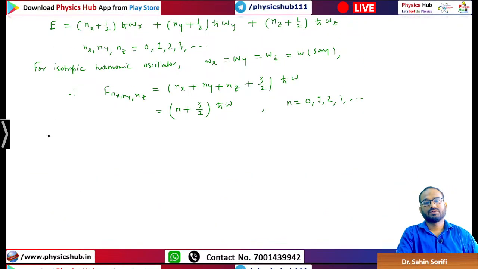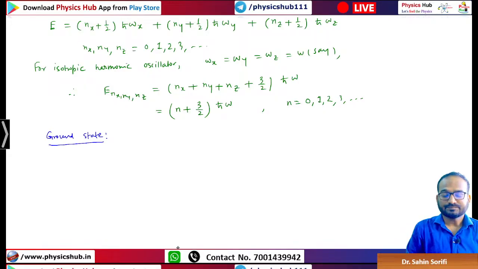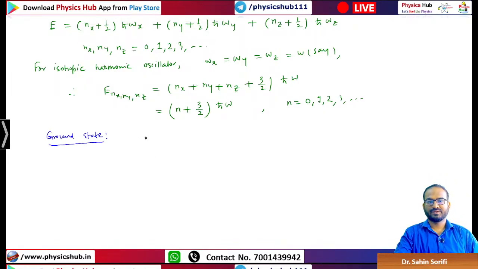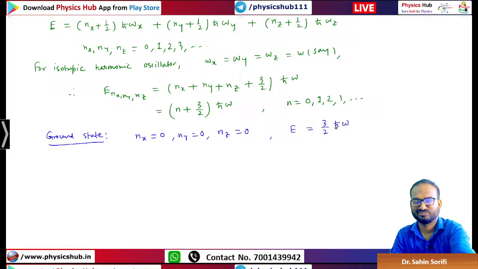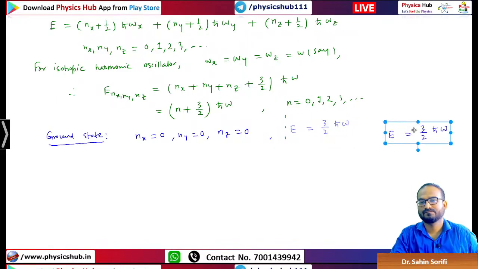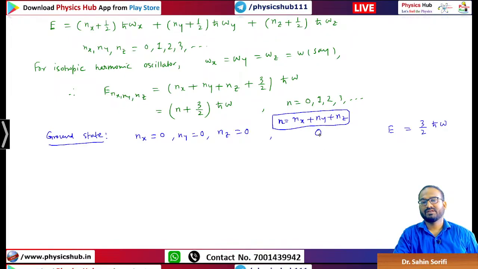Now we'll try to look for some of the states. Here, what will be the ground state? Is the ground state non-degenerate or degenerate? What do you think? For the ground state, obviously you have to choose nx equals 0, ny equals 0 and nz equals 0. So if you choose that, you get the energy 3/2 ħω. So here the main deciding factor is, let's say, n equals nx plus ny plus nz. This value is 0. So next we have to find such values that n will be 1.